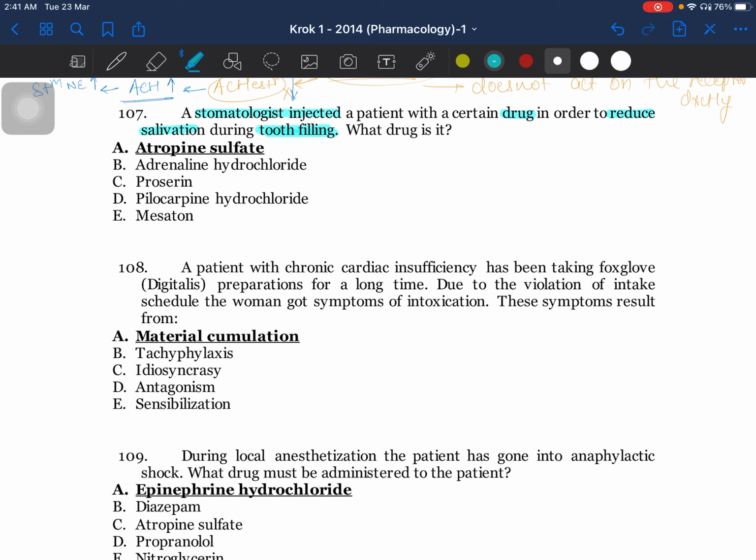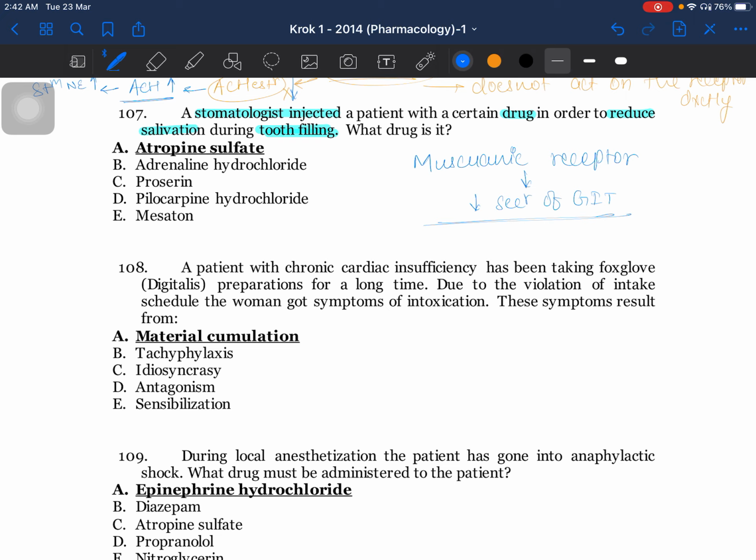So to reduce the salivation, we can use a drug that will basically block the muscarinic receptors. Now when the drug blocks the muscarinic receptor, that will lead to a decrease in the secretion of GLT.